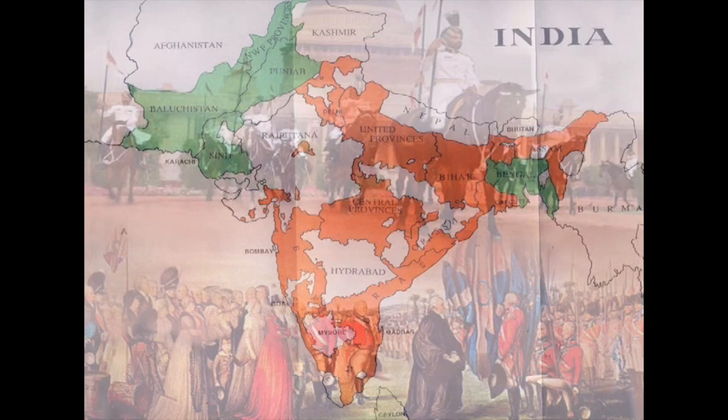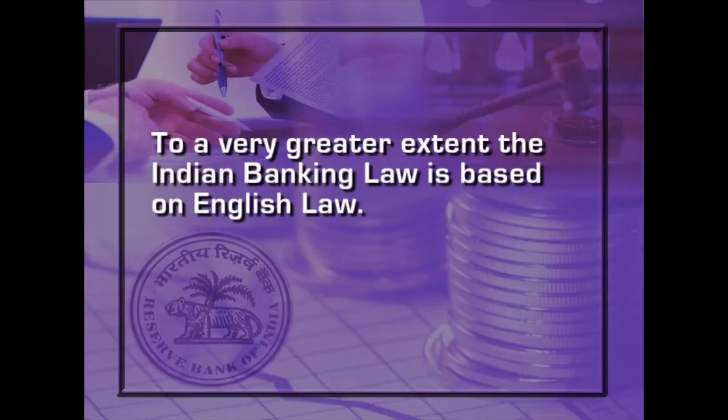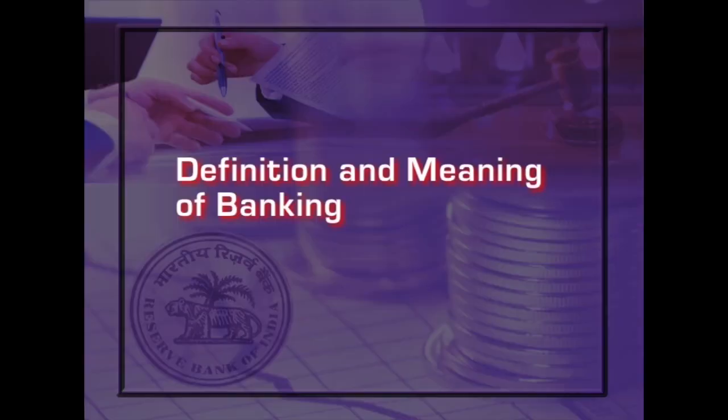Thus, the banking system was evolved as a necessary commercial practice, and it has been given legislative sanction in various countries. In India, the British government first brought the legislations to regulate the banking business. To a very great extent, the Indian banking law is based on English law. In the last 2 decades, several legislative changes were brought in the Indian banking system in tune with the changing economic, social, and political scenario in India. We will now learn about the definition and meaning of banking.